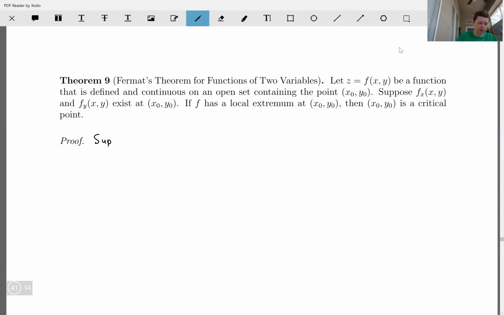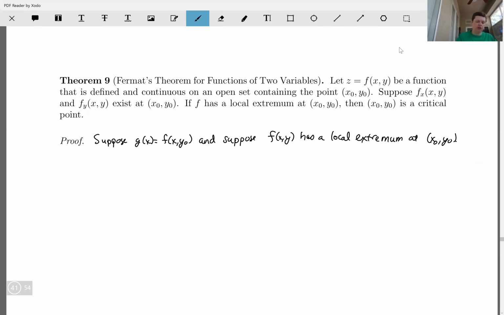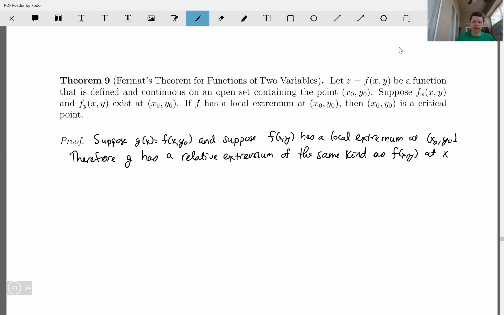How we're going to prove this is, well, we're going to be a little sneaky. Let's suppose that g of x is equal to f of x comma y sub 0, and let's suppose that f of x, y has a local extremum, a max or min, it doesn't really matter for our purposes, at x sub 0, y sub 0. Well, then that tells us that g has a relative extremum of exactly the same type, the exact same kind of local extremum as f at x equals x naught, because g is just a function of x. Okay, but then that tells me that g prime of x sub 0 is going to be equal to 0.